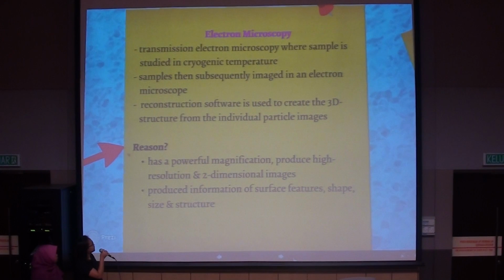Last is electron microscopy. One form is transmission electron microscopy, and it has powerful magnification, produces high resolution two-dimensional images, and produces information on surface features, shape, size, and structure. These can determine chemical bonds and also the disorders of the protein structure.